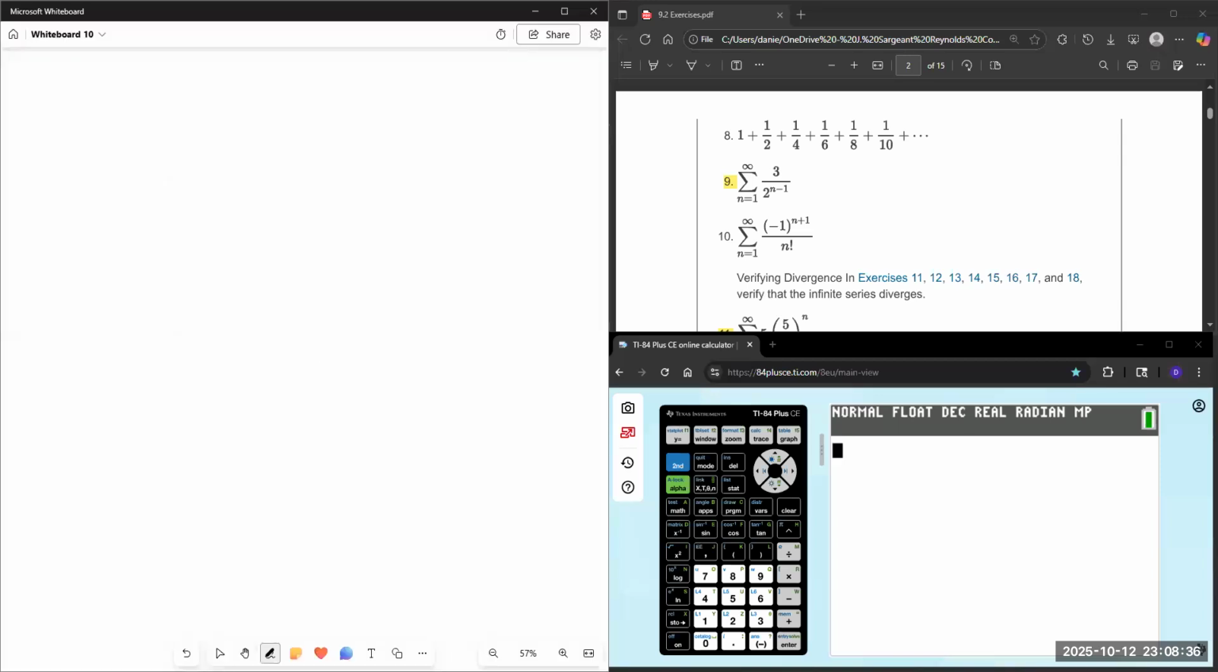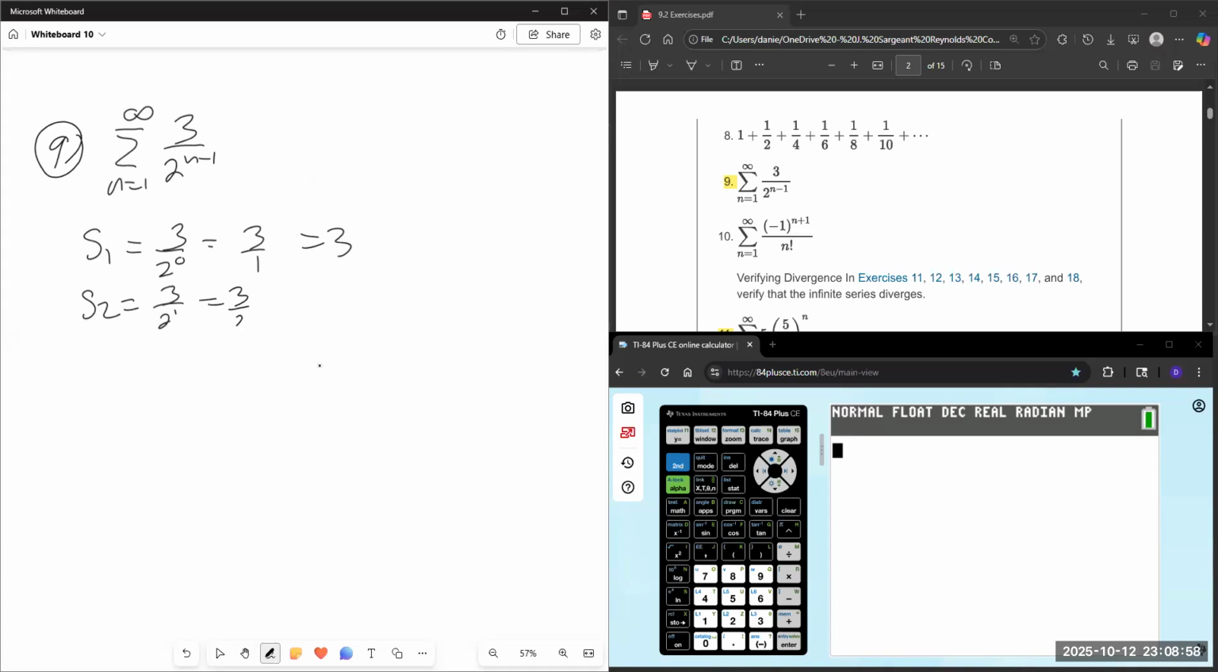Let's look at number 9. N equals 1 to infinity, 3 over 2 to the n minus 1. S1 is going to be 3 over 2 to the 0 is 3 over 1 is 3. S2 is 3 over 2 to the first is 3 halves. This is 3.0000 to 4 decimal places, 1.5000 to 4 decimal places.